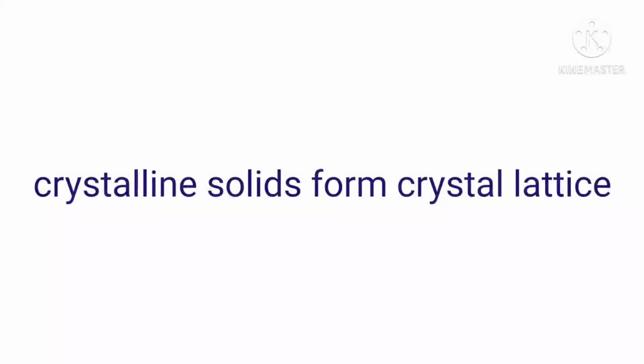Next, we are going to study the different arrangements of particles in a crystal. The crystalline solids form a crystal lattice. Then, what is meant by a crystal lattice? Crystal lattice is the well-ordered arrangement of atoms or ions in three-dimensional space.